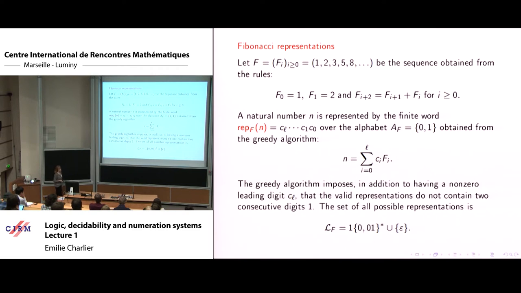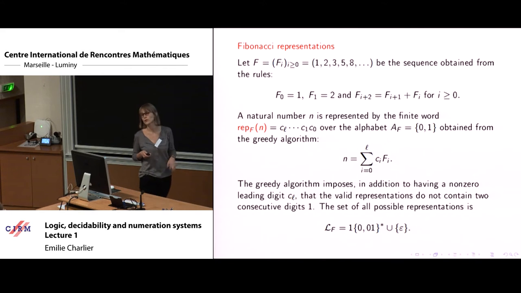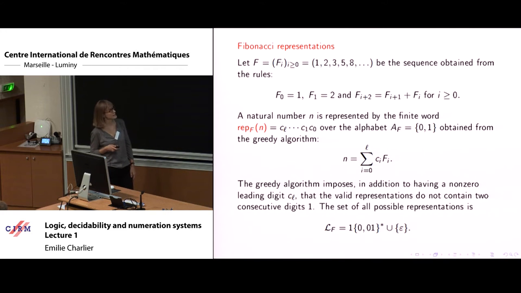So, Fibonacci representation, maybe you know, we've just seen this with the triplet. I was really quick about this, but you take a Fibonacci sequence, which you probably all know: you have 1, 2, and then you add two numbers to get the next one. This is an increasing sequence of numbers, so you can also use the greedy algorithm to decompose any integer in this system.